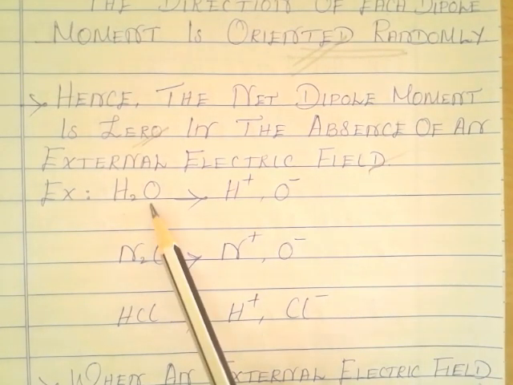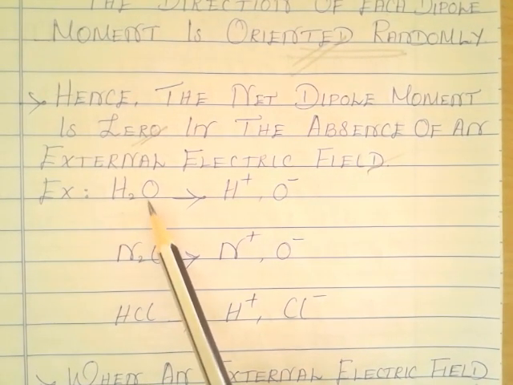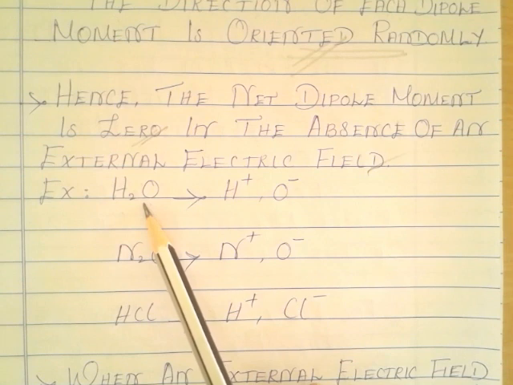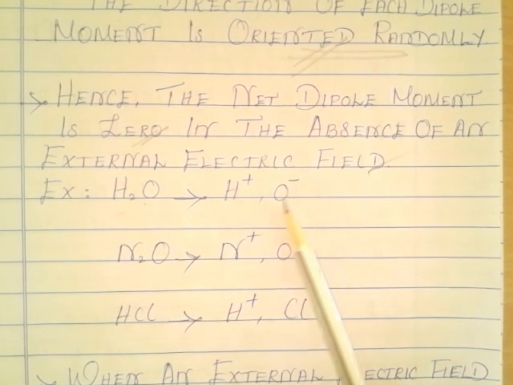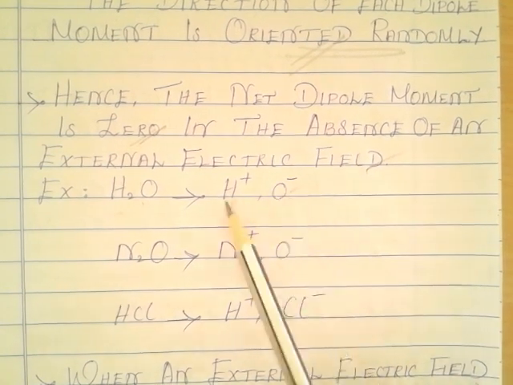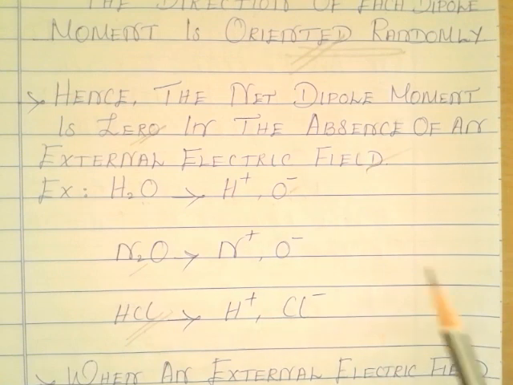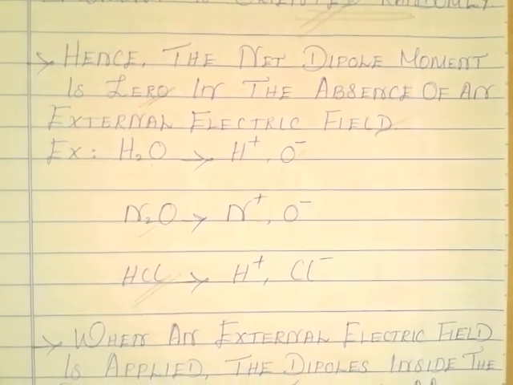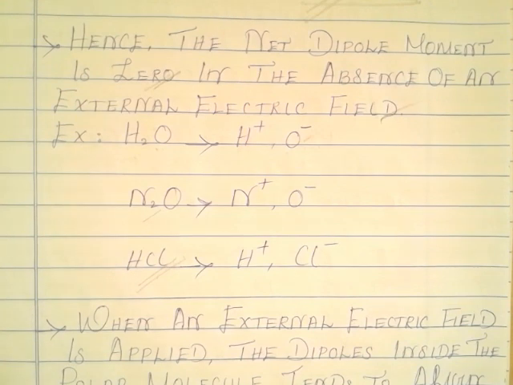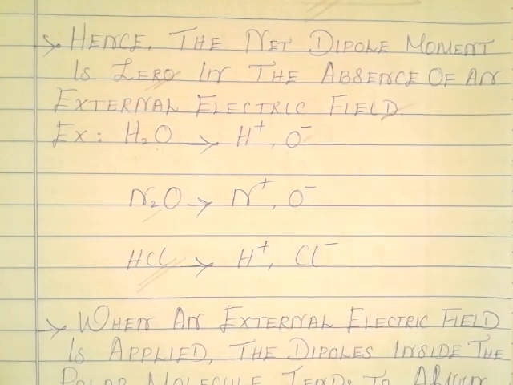Example, H2O is one of the polar molecules, because H plus and O minus are separated by a small distance. Like that, N2O and HCl are examples of polar molecules. In these molecules, the centers of both positive and negative charges are separated by a small distance.